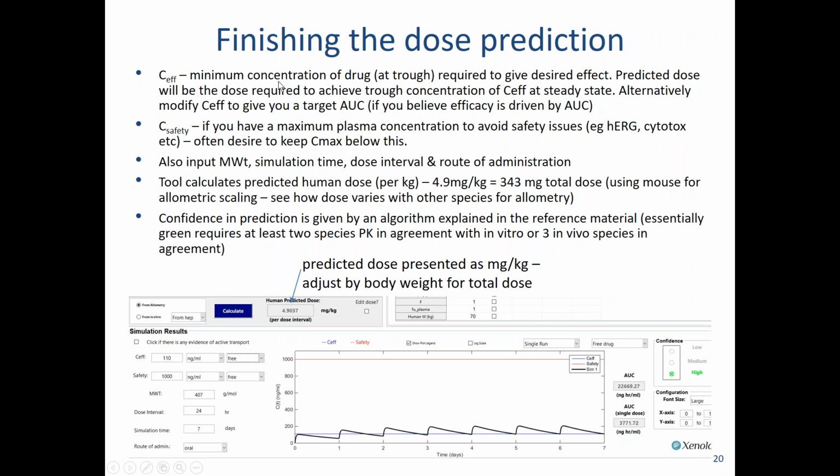That's often the minimum concentration of drug at the trough required to give the desired effect. So the assumption here is that in order to drive the biology, you need to keep the concentration of your drug above this efficacious minimum concentration.